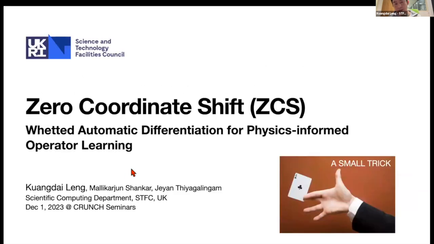So yeah, the talk is about our recent study on a trick called zero coordinate shift. We call it a very, very small trick to enhance automatic differentiation for physics-informed operator learning. Apparently, I'm not using such advanced math as Professor Choi used. I would only use high school math, so it could be easier to understand.